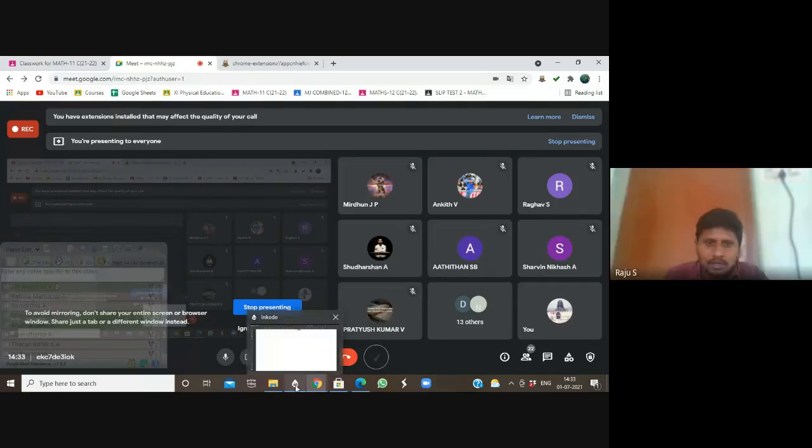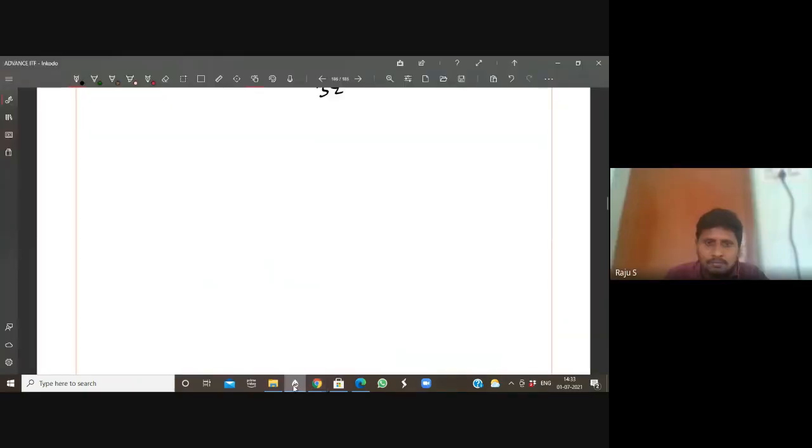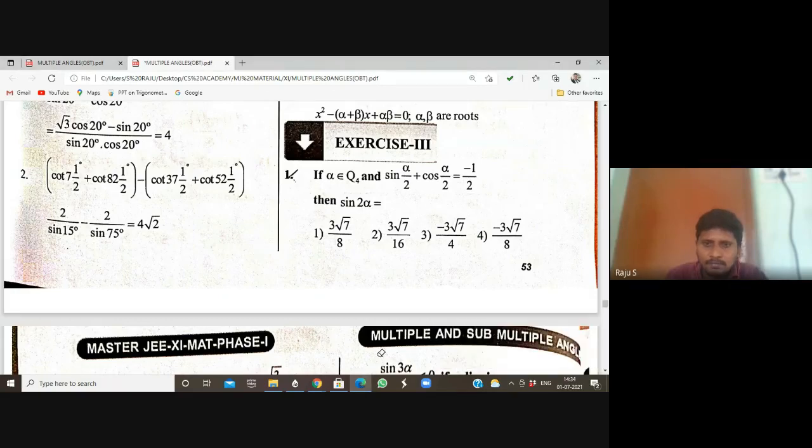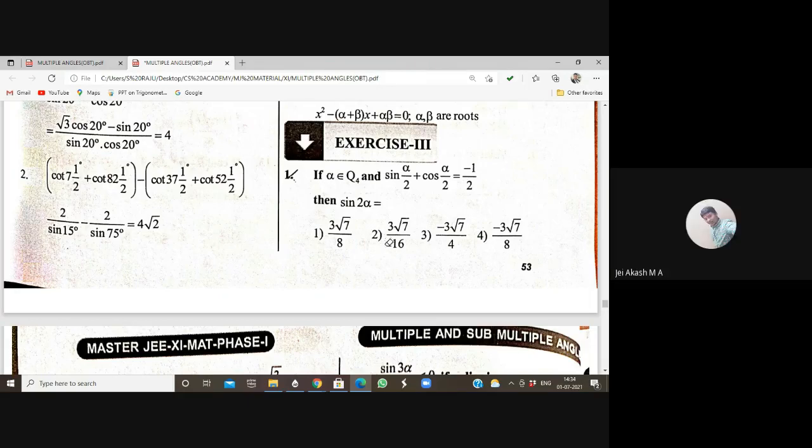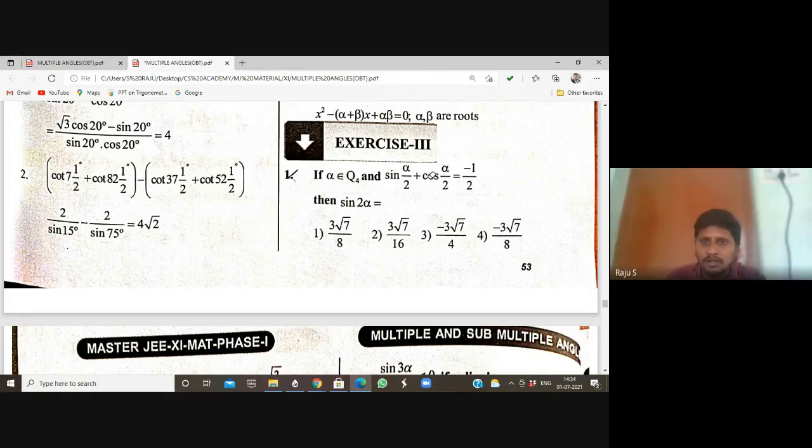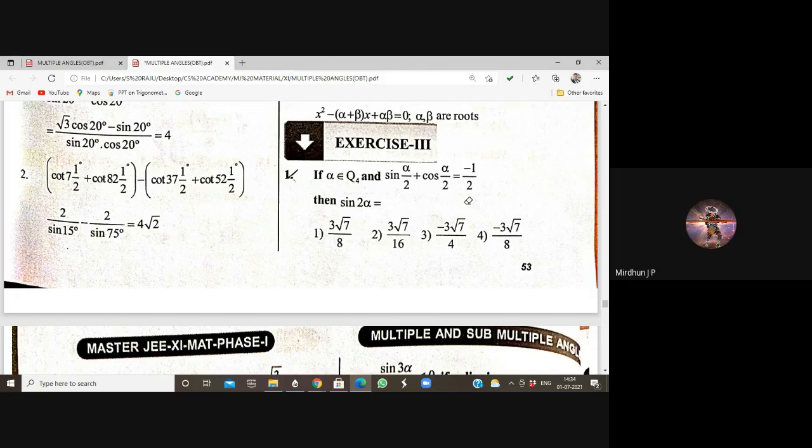Completed, anyone? Yes, friends, what is the answer? Alpha belongs to the fourth quadrant. Simple, you can do squaring on both sides. We can say 2 sin square alpha by 2 is equal to 1 minus cos alpha, that is one formula.